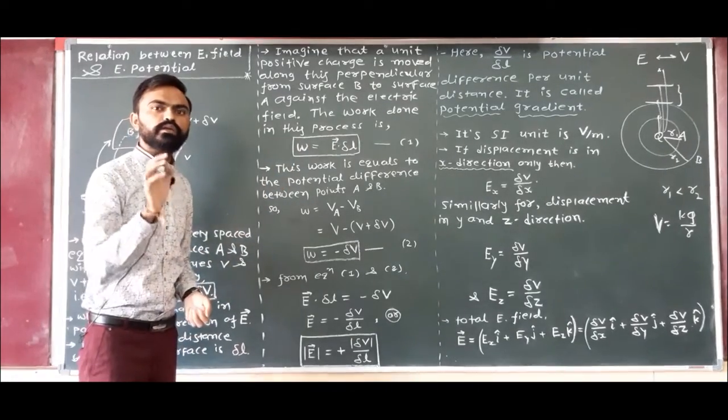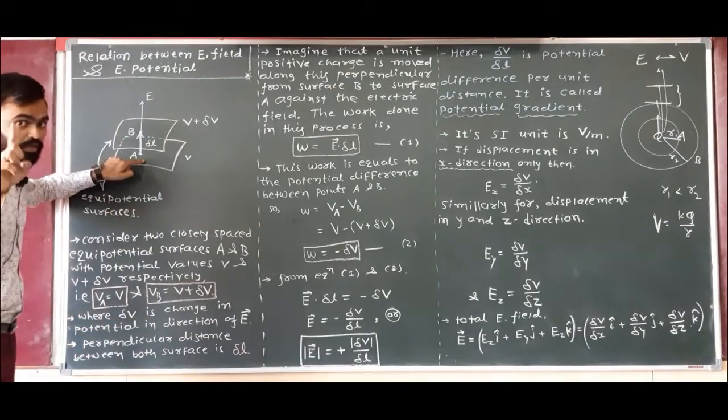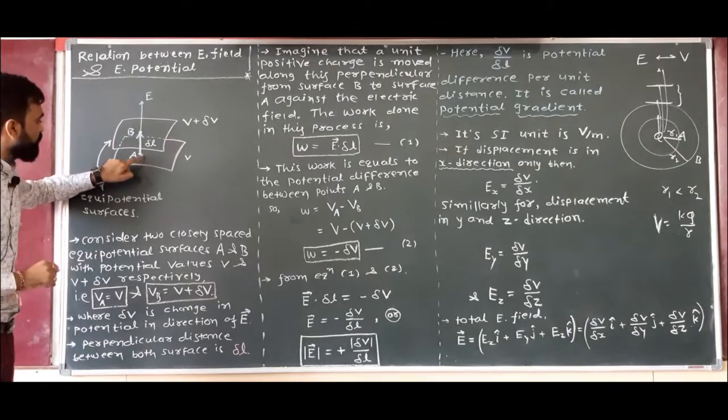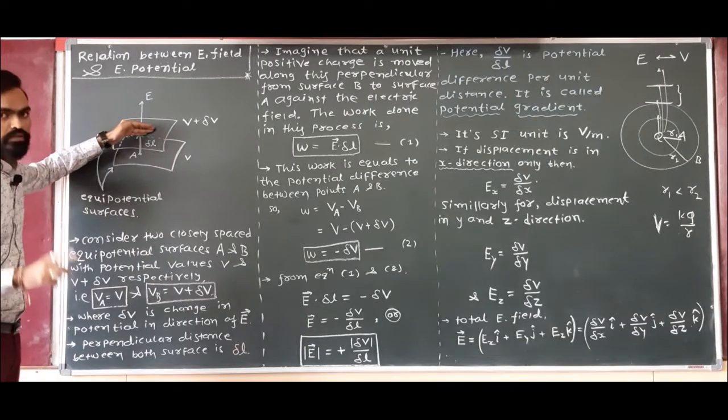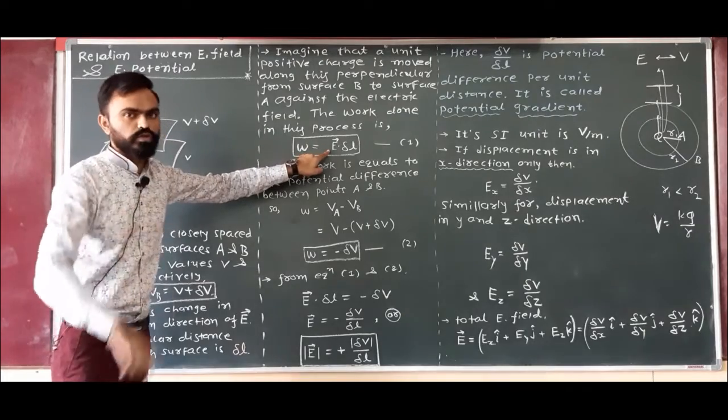This is the work needed to bring a unit positive charge. Again, unit positive charge. We do not take a charge having an arbitrary value, right? Unit positive charge from A to B. Then how much work is done? Electrical field multiplied by the distance you cover, right?